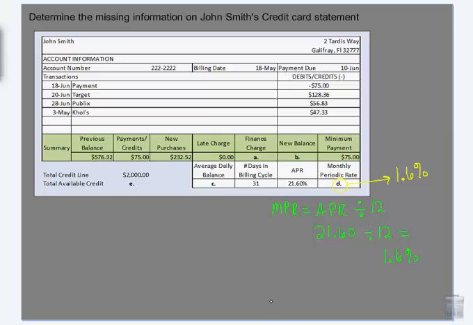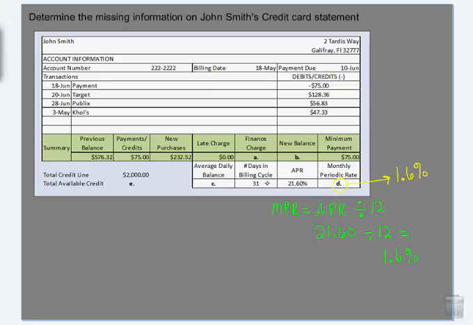So I know D. Okay. Now I can't find A until I have C. I need the average daily balance to find the finance charge. So I can't do this in order. I can't find A and then B and then C. I have to find C first.